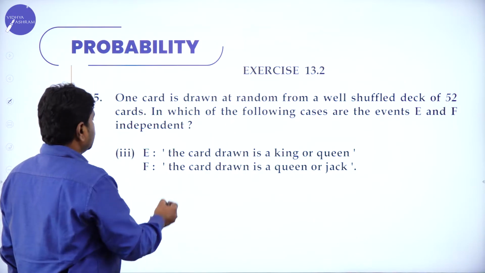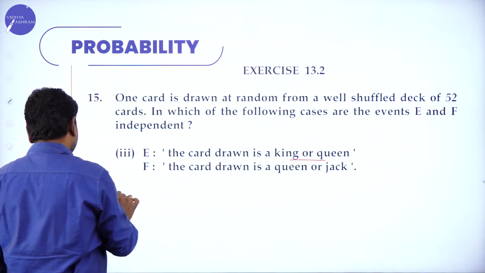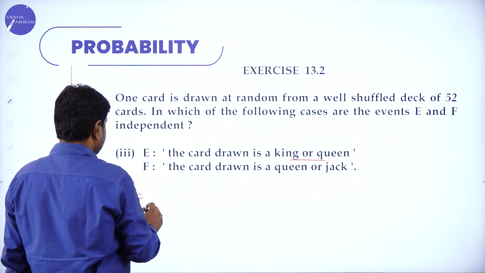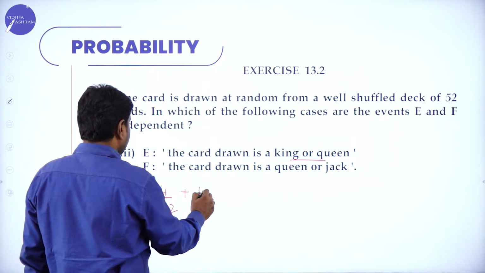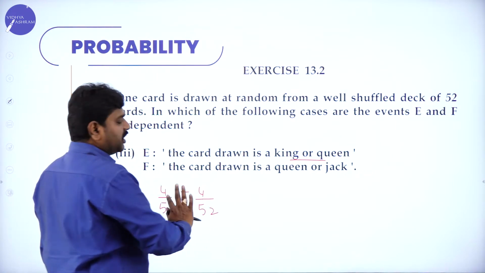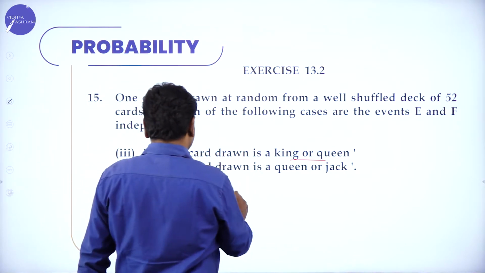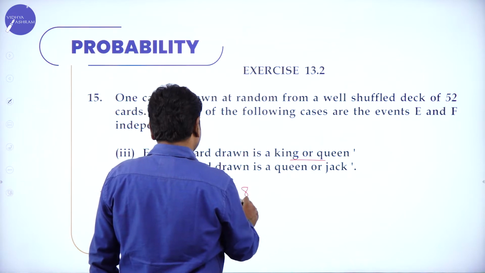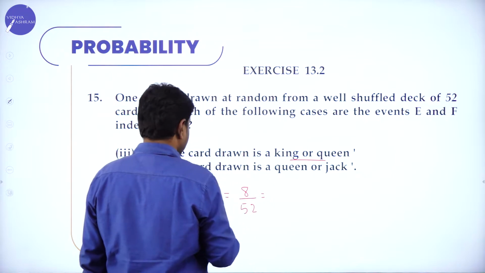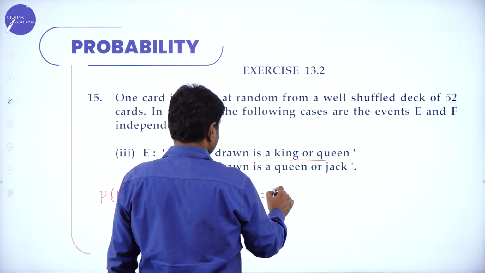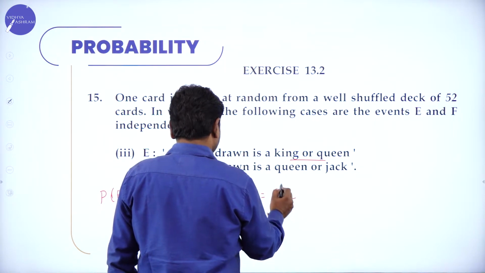Next. E: the card drawn is king or queen. P of E, king or queen. King or queen means we'll have 4 kings out of 52 plus 4 queens out of 52, and we don't have common elements, so we cannot remove the intersection. So that is 4 plus 4, 8 by 52. Further, it is divisible. You can divide it. 4 2s are 4, 13s are 2 by 13.